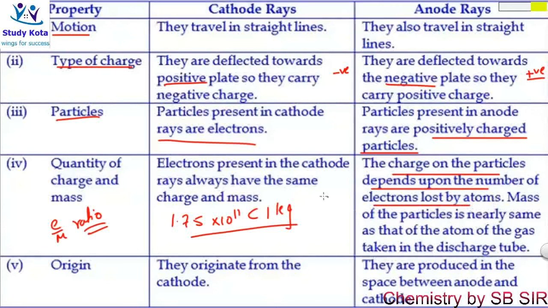Suppose we have helium and helium loses one electron, then it is helium plus. It can also lose 2 electrons to form helium 2 plus. So the charge to mass ratio will change depending upon the number of electrons the atom has lost. It depends upon the mass of the particle also.